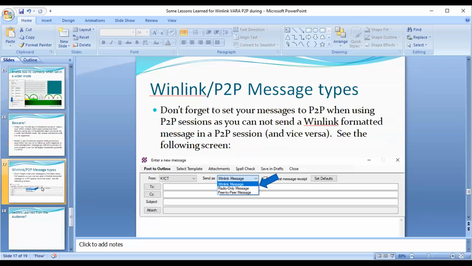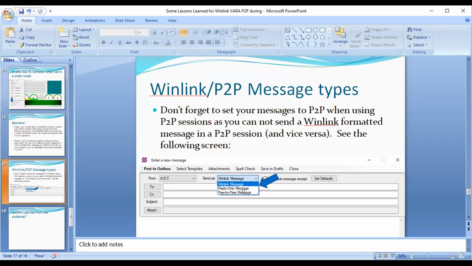Another thing that came out during the activity day was that traditionally we send Winlink messages. Well, they call them Winlink messages as opposed to peer-to-peer messages, and Winlink messages go through gateways. When you start writing your message, you go to the message screen, and it says settings or send as. It says Winlink message, radio only message, or peer-to-peer message. Radio only is something I'm not going to cover here, but those are the two selections: the Winlink message and the peer-to-peer message, which we will use for what we're doing.